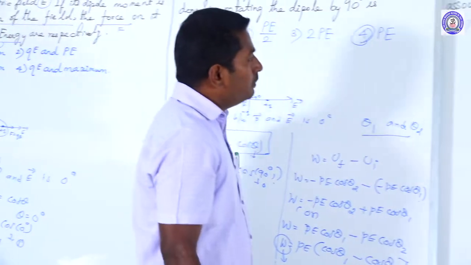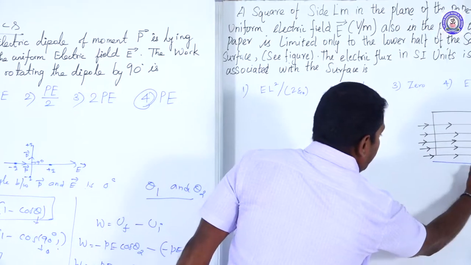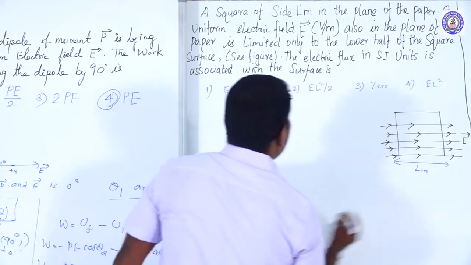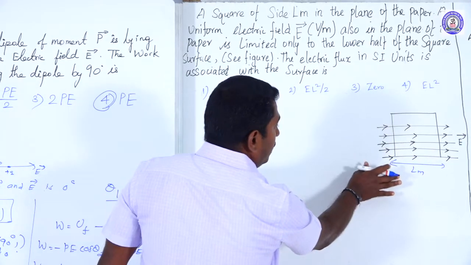So next problem: a square of side L meter in the plane of the paper. See, this is the plane of the board.